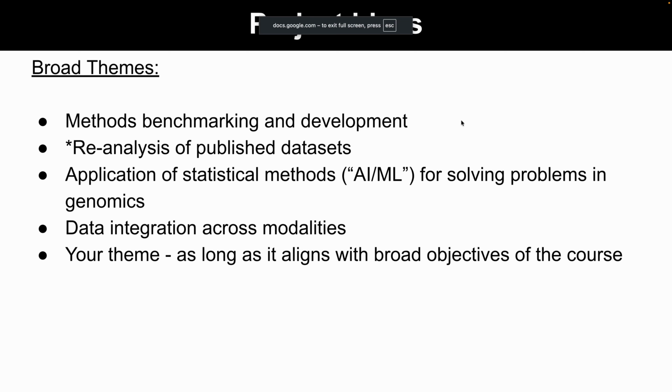We'll talk about the project ideas when the time comes, but I'll just give you a broad flavor of what the projects usually involve. There's a bit of benchmarking and development. There is reanalysis of published data sets. There's application of statistical methods for solving problems in genomics.